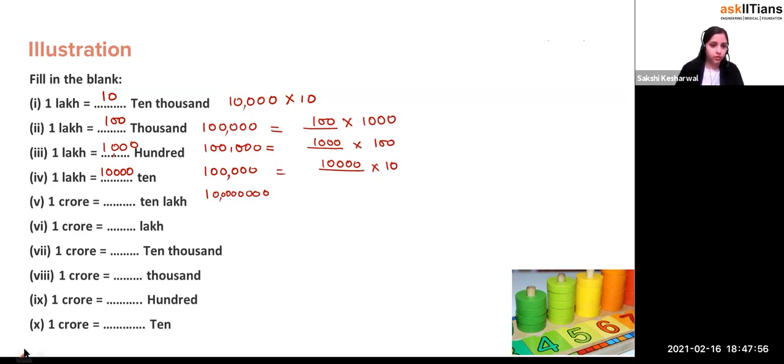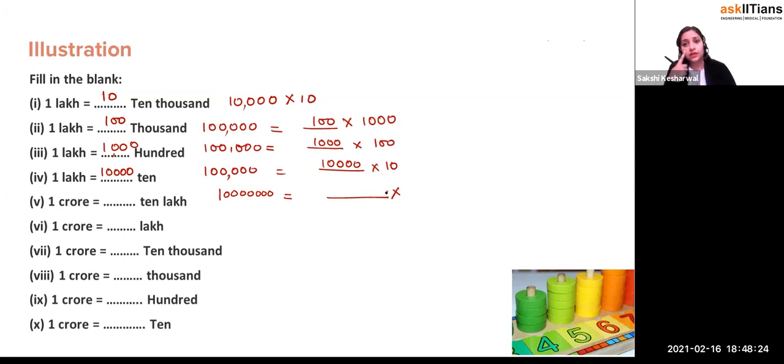Wait a minute, I wrote 1 0 extra. Wait a minute, let me write again. Yeah, 1, 2, 3, 4, 5, 6, 7. Yeah, 7 zeros and 8 digits, right? So this is equals to how many lakhs, beta? 10 lakhs, right? So how many 10 lakhs?